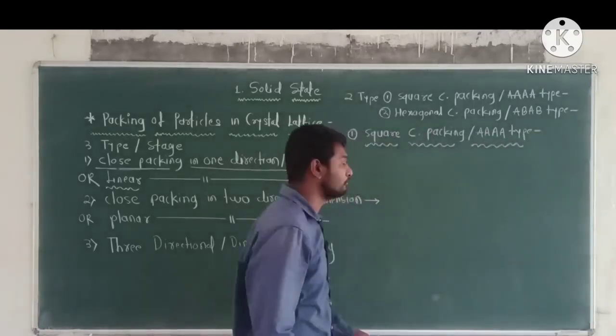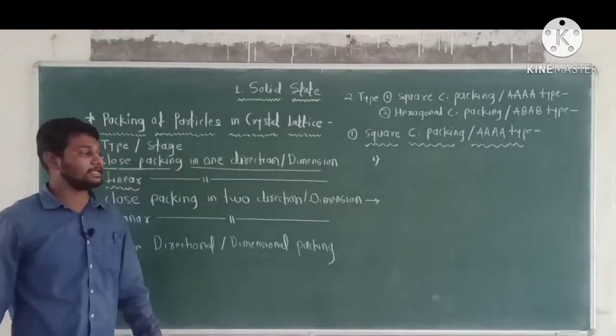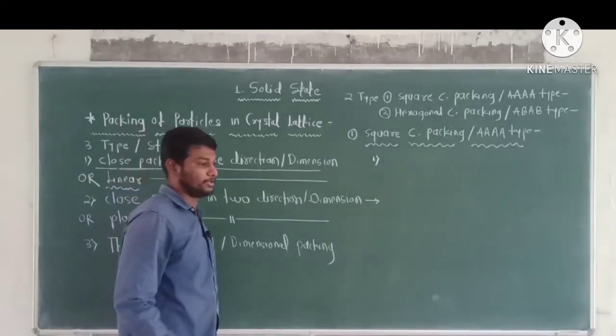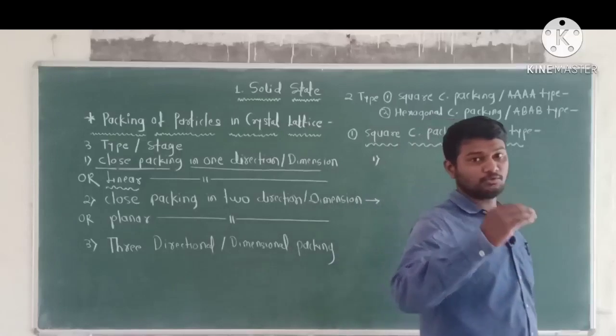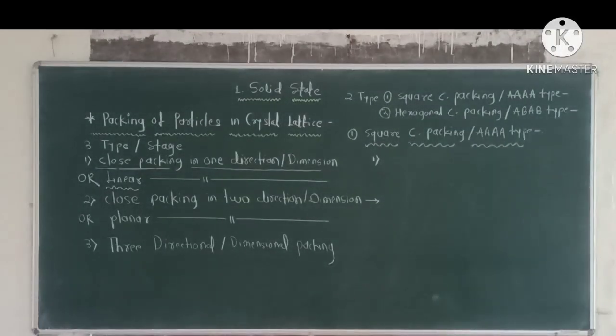Okay. Now first point, this type of packing is made when the rows of constituent particles are placed over each other in such a way that all the spheres are exactly over each other.